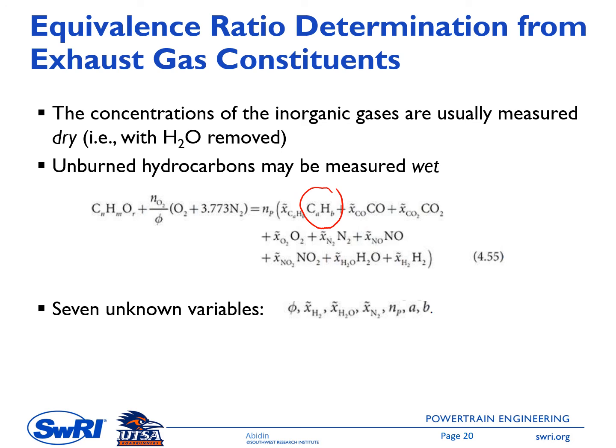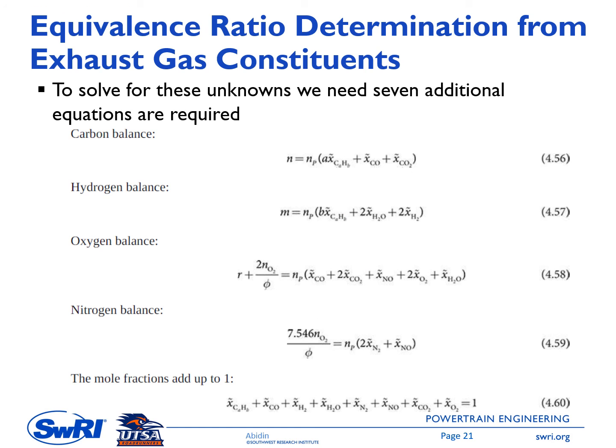Okay, from this reaction 4.55, we have 7 unknown variables listed here. So it means we need to have 6 more equations in addition to this one. So we have this carbon balance, and then we have hydrogen balance, oxygen balance, nitrogen balance, and then that the mole fractions of burned gas species add up to 1. Okay, so we have 5 equations here.